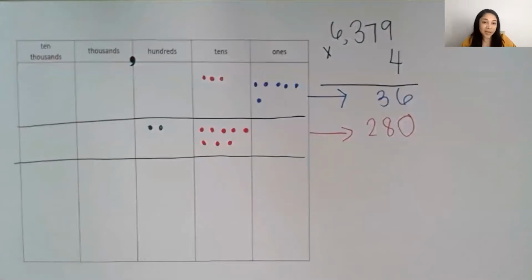Next, let's move to the hundreds. 4 times 3 hundreds equals 12 hundreds. How do we record this in our place value chart? We can record 12 hundreds in our place value chart as 1,200s. Where do we record this? A little bit lower than the 200s, 8 tens. Go ahead and do this now. And also be sure to record it in the problem.